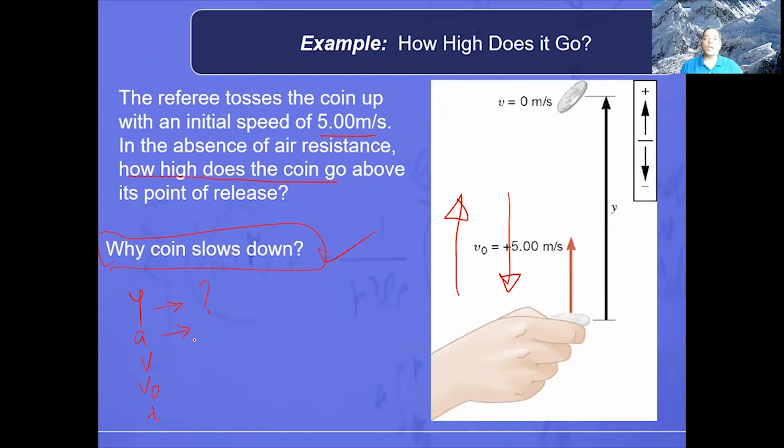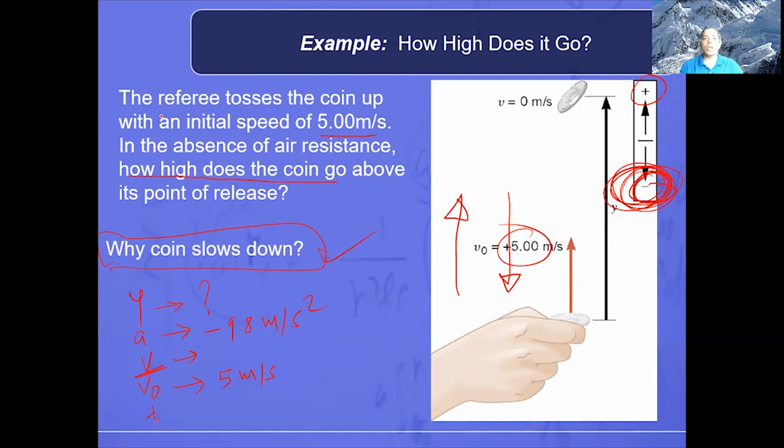What is your a? Downward is negative, upward is positive. Remember, your a, in this case g, is acceleration due to gravity, which is always downward, right? As I said earlier, it's always negative because you consider downward to be negative. So that's why this is negative 9.8 meter per second squared. What is your v? No, this is v0. v0 is plus 5 meter per second.